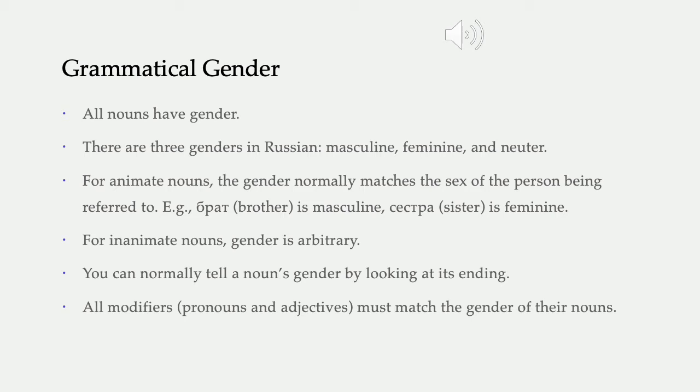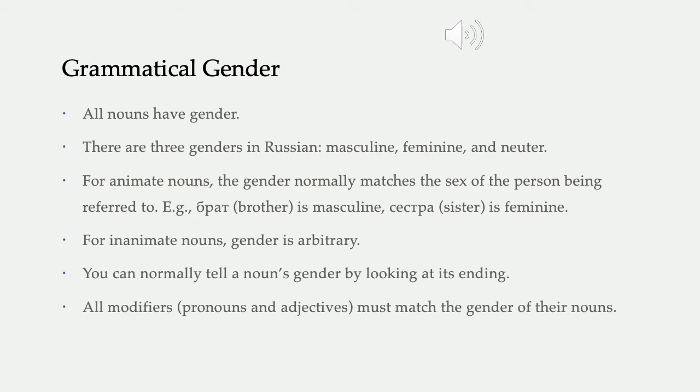For inanimate nouns, the gender is pretty arbitrary. So there's nothing inherently masculine about a table, but it is grammatically masculine, stol. There's nothing inherently feminine about a book, but it is grammatically feminine, so kniga. There's nothing inherently neuter about a window, but it's neuter, we say okno.